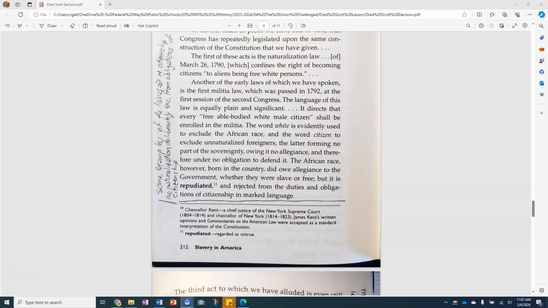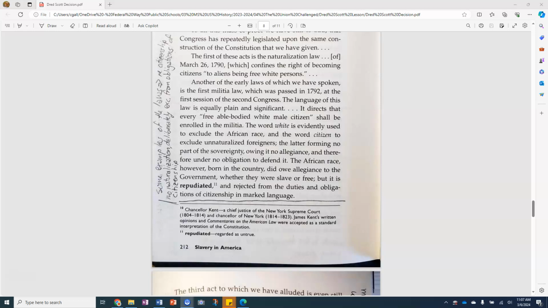He says, did owe allegiance to the government, whether slave or free. So your status didn't matter in terms of whether you were slave or free. But it is repudiated, right? It means it's untrue and rejected from the duties and obligations of citizenship in marked language.